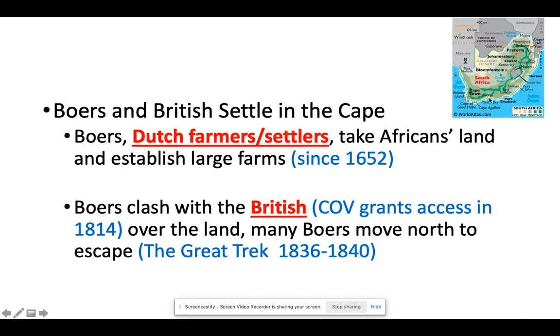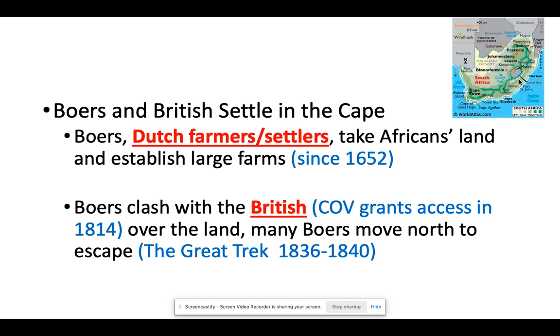Now, here we have our map of South Africa, and you guys labeled the continent of Africa, so you're a little familiar with some of the places down here in South Africa. But in 1652, you had Dutch settlers and farmers who came to South Africa. So the Dutch have been here for a while. They're also known as the Boers. And they've had the clash already with the Zulus, with the Africans in that area, and they've pushed them out a little bit.